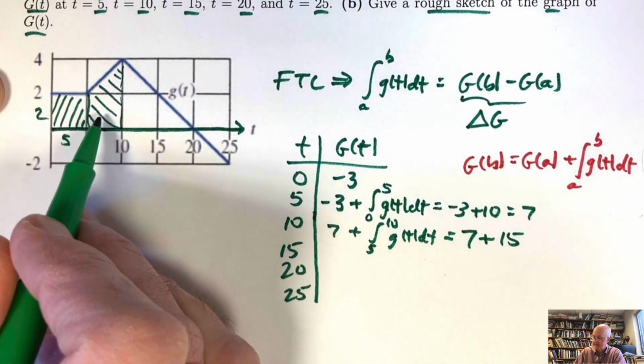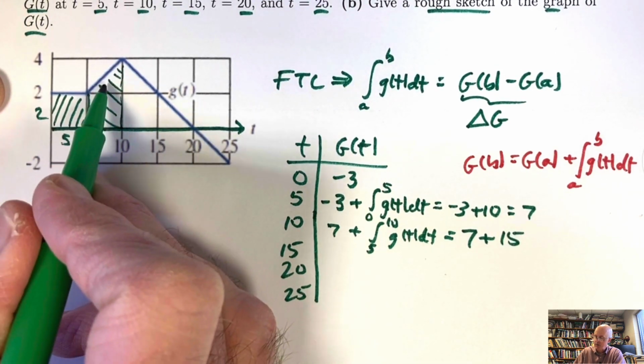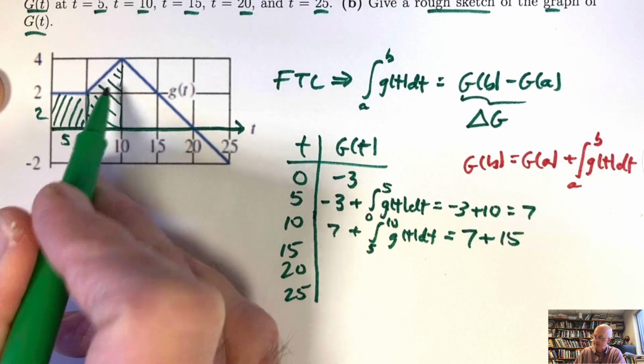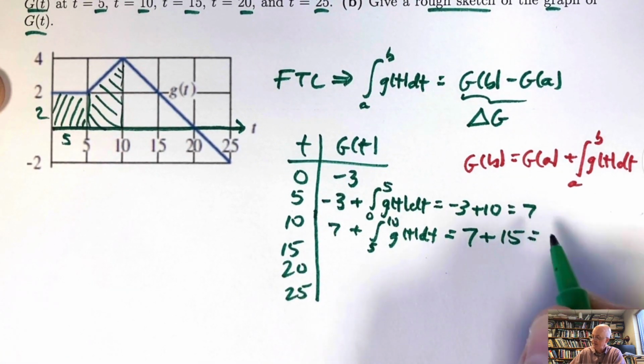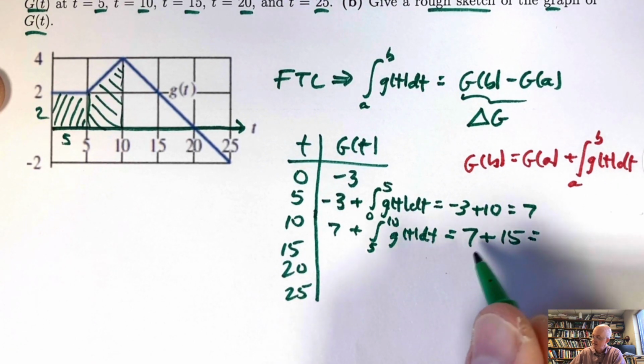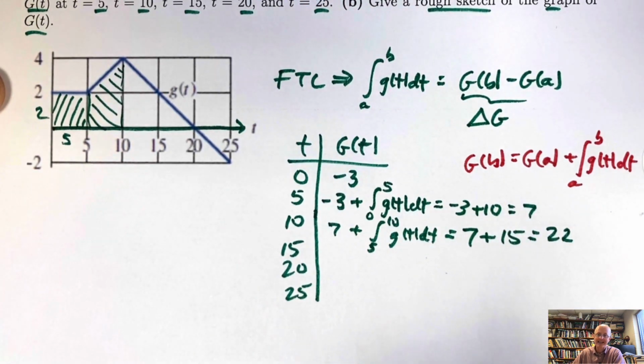You also could see that this rectangle is the same area as that one, 10. And this is a triangle with half the area, 5. 10 plus 5 is 15, another reason the integral value is 15. That's the total change in capital G. So capital G increases from 7 up to 22 as t increases from 5 to 10.